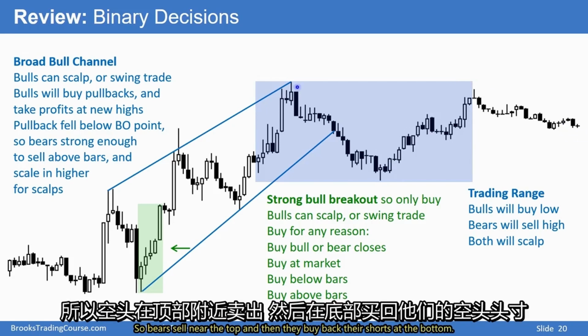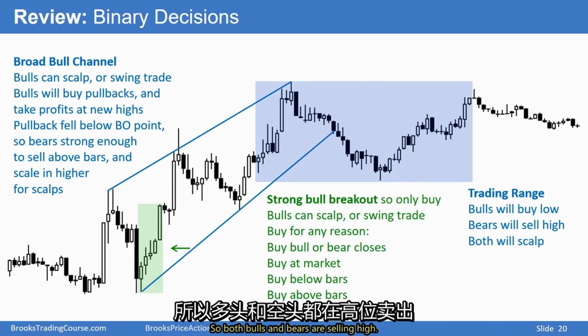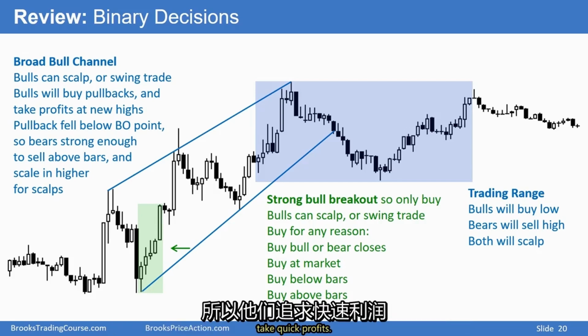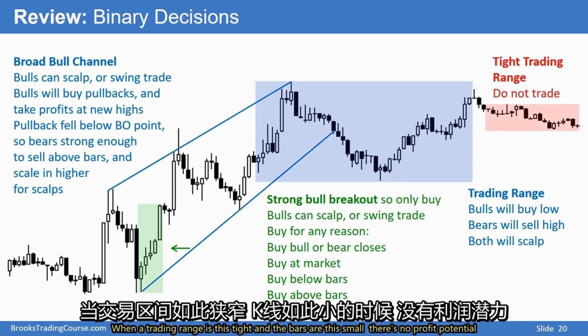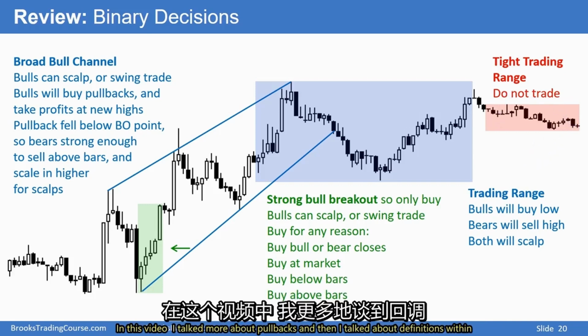So bears sell near the top, and then they buy back their shorts at the bottom. Bulls look to buy near the bottom, and they sell out of their longs near the top. So both bulls and bears are selling high. Both bulls and bears believe the market is not going to go very far up or down, so they take quick profits. When a trading range is this tight and the bars are this small, there's no profit potential, not even with limit orders. And I think traders should not trade in a very tight range like that.